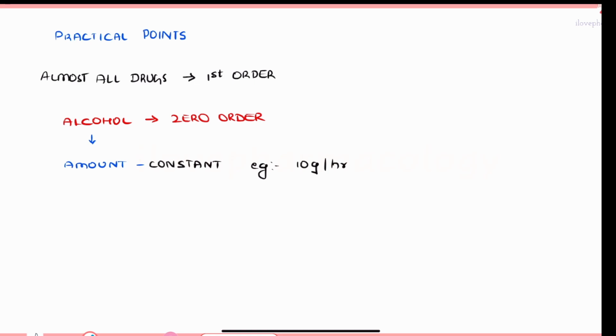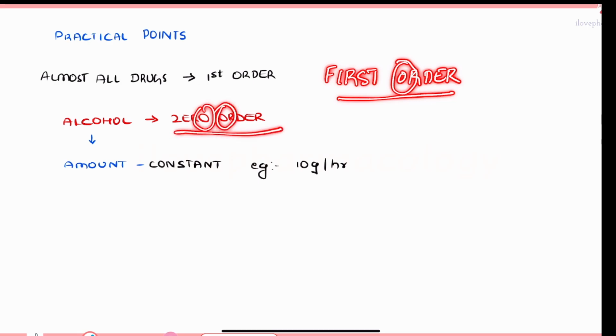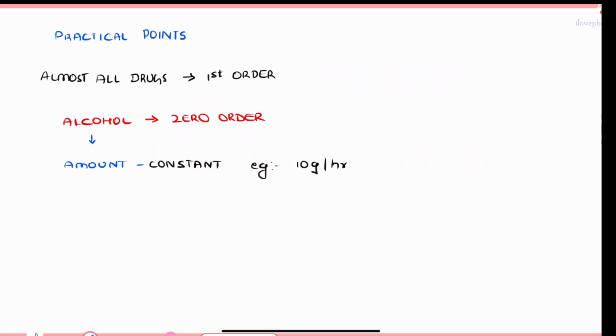So how to remember? Alcohol has two O's, and zero order also has two O's. So zero order means, in first order only one O is there, whereas in zero order two O's are there, and also in alcohol two O's are there. So it is alcohol which follows zero order kinetic, and zero order means constant amount. Otherwise you can remember it as alcohol A, amount.